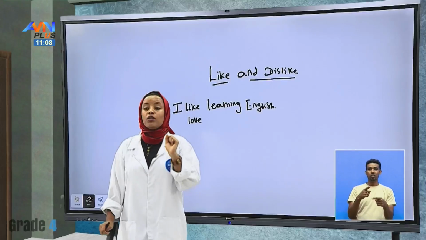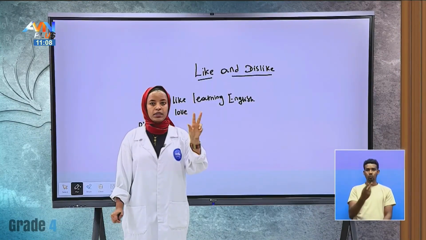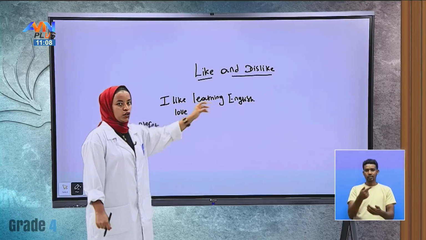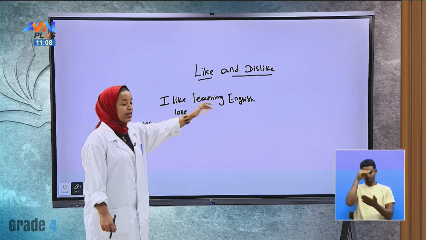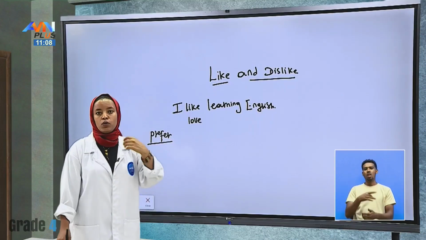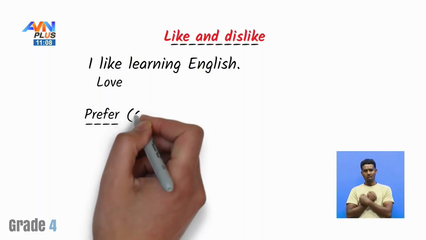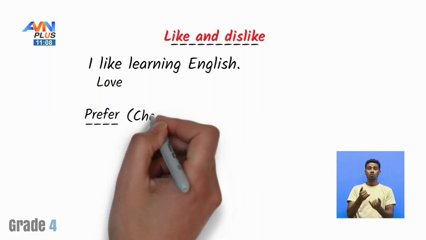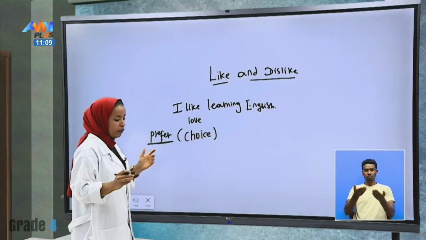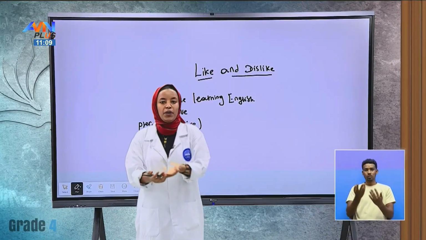Prefer. So when we come to here, it talks about two things. What did I say? Two things. When we come to like, it's easy to say, I like learning English. I like learning English, easy. And I like coffee, or also I love coffee. But when we come to prefer, it talks about choice. It's all about choice. I will give you two things to prefer and choose one of them.